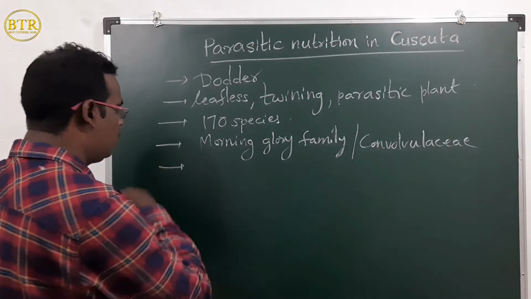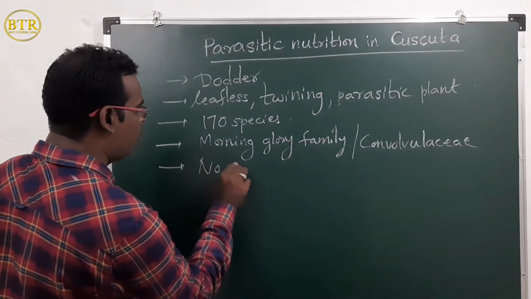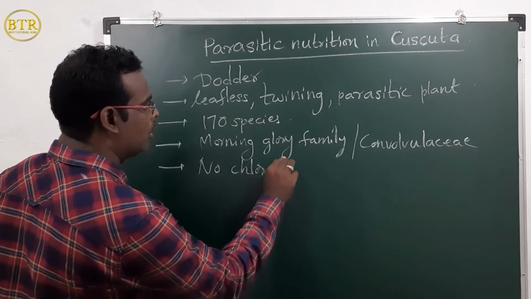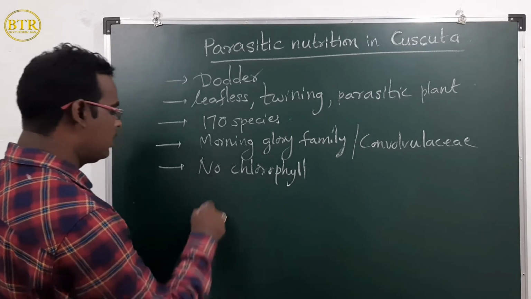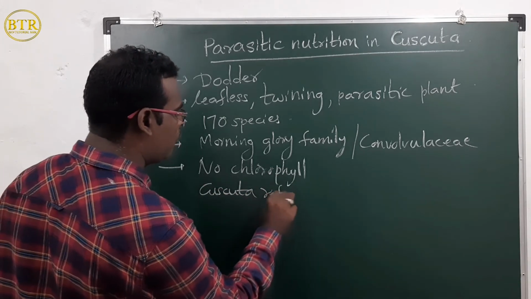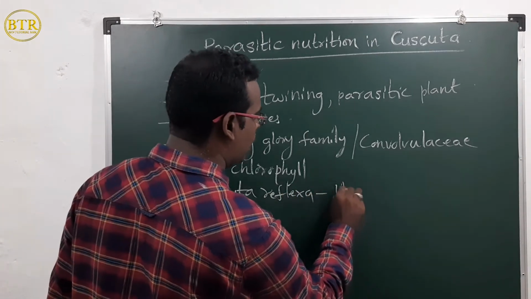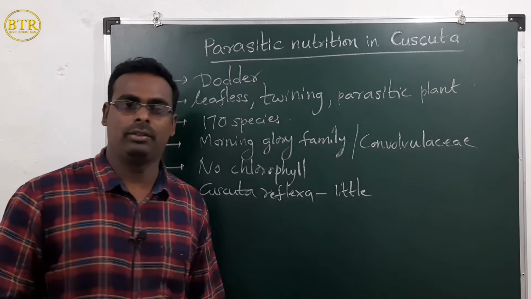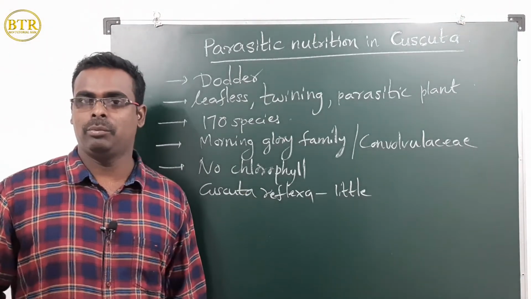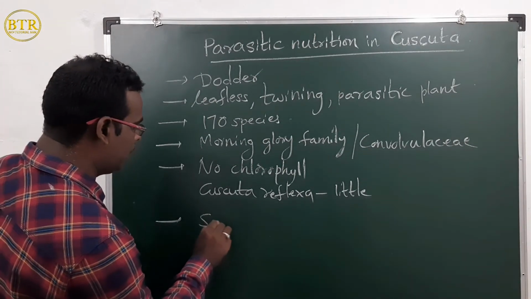The main character of Cuscuta is that it has no chlorophyll. There is no chlorophyll in Cuscuta. But Cuscuta reflexa contains a little amount of chlorophyll. In Cuscuta reflexa, a little bit of chlorophyll is present. Cuscuta reproduces through seeds.